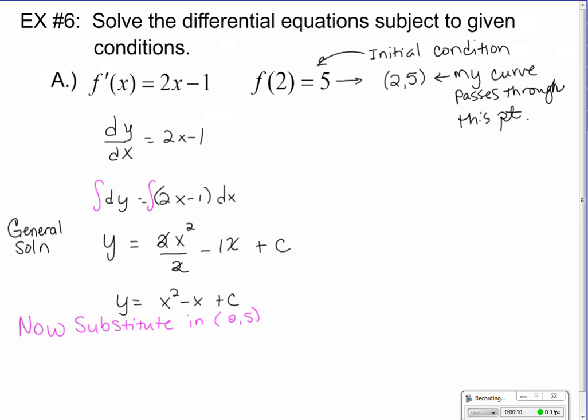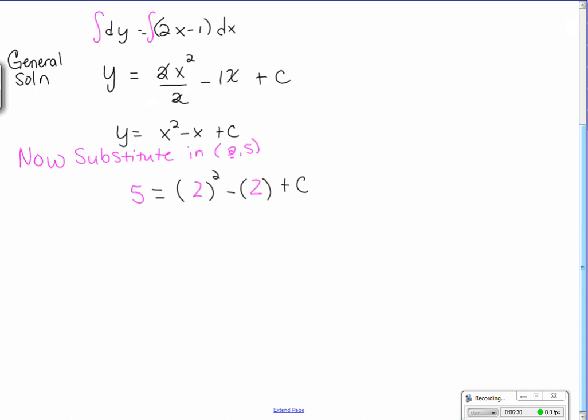That's going to look like my y value of 5 equals something squared minus something plus c. My something was this x value of 2. We want to pass through this point (2, 5), so I know this has to be on my curve, so plug it in. Evaluate, and we get 5 equals 4 minus 2 plus c. See how we're going to be able to solve and find c. Bring the 2 over, and it appears that our c is a 3.